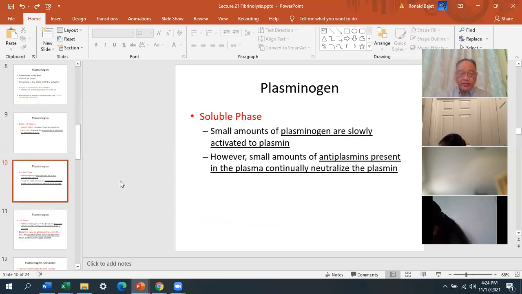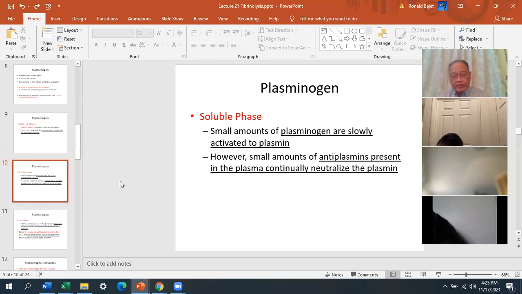And the soluble phase. First, in the soluble phase, plasminogen is activated to plasmin spontaneously. So you have plasminogen floating around in your circulatory system. Sometimes those small amounts of plasminogen will just want to be converted to plasmin. Okay, so plasminogen going to plasmin will take place. If a lot of it happens, that's not good. Otherwise, you're going to have bleeding tendencies. But just a small amount of plasminogen will be converted to plasmin.